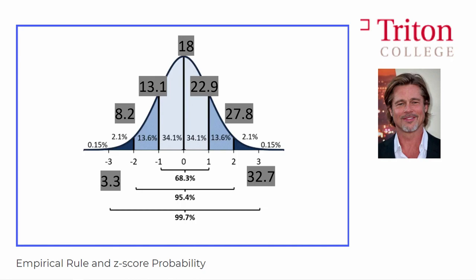68.3% of the values of our observations are going to be within one standard deviation. Now, this is where the deviation is important. What is a deviation? 4.9. And I took the liberty here of taking 18. One standard deviation below the mean is 13.1 minutes. One standard deviation above the mean is 22.9 minutes.